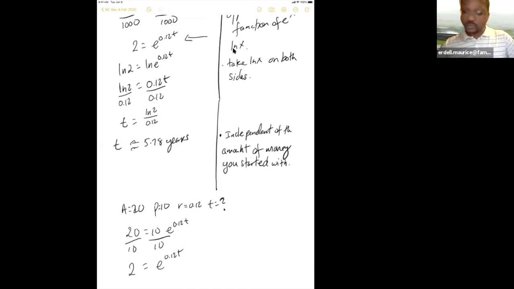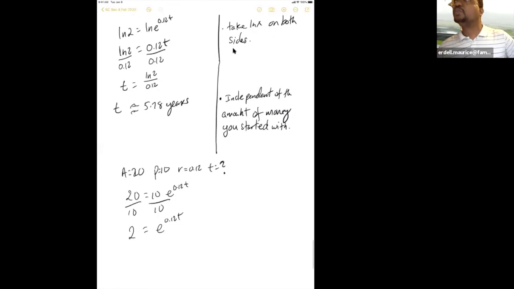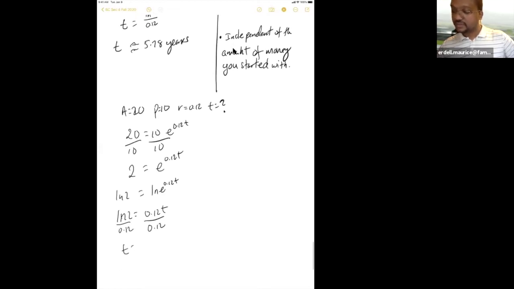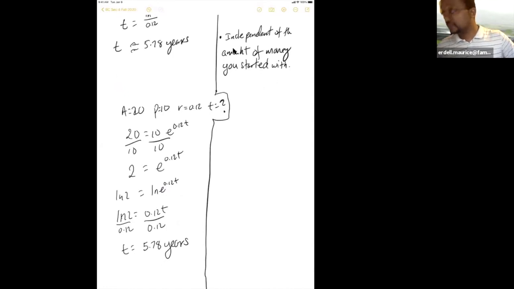So for someone with $10 who wants to put it in the bank and save it until it gets to 20 bucks, ln 2 equals ln e to the 0.12t, ln 2 equals 0.12t, divided by 0.12. It turns out that the time is exactly the same. And that's what I mean by it's independent. And so that has two consequences for us. The first consequence is simply that it is good to be rich.